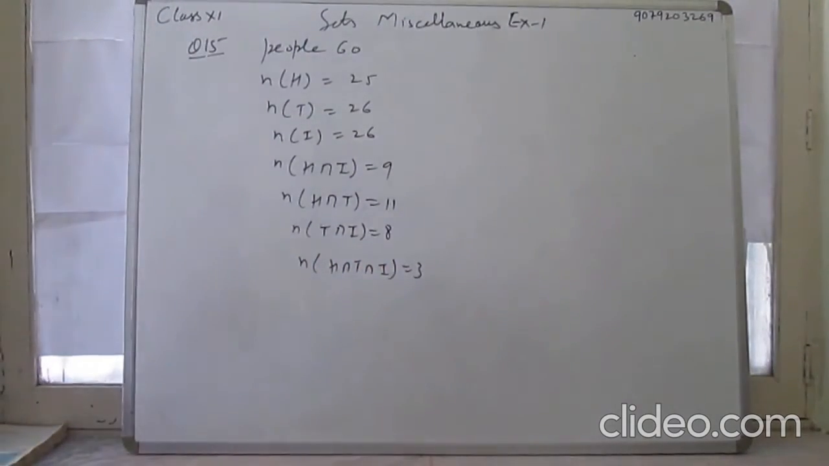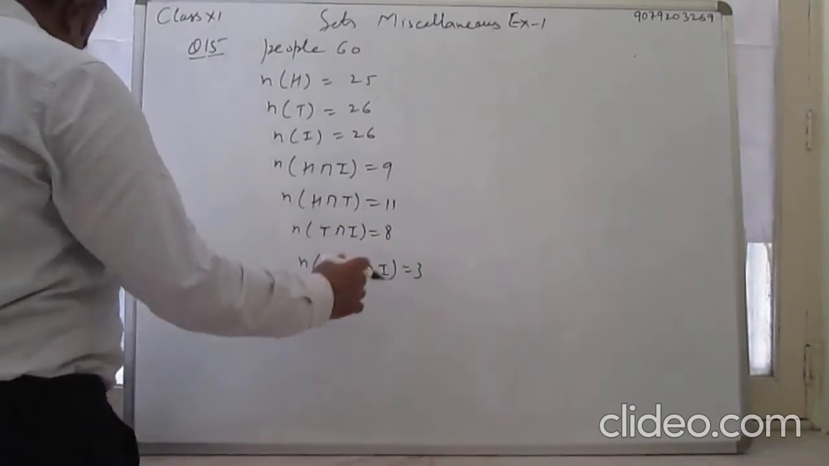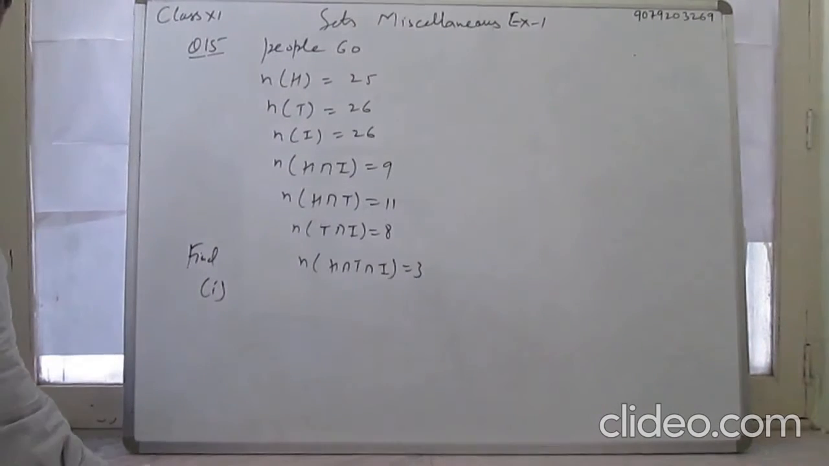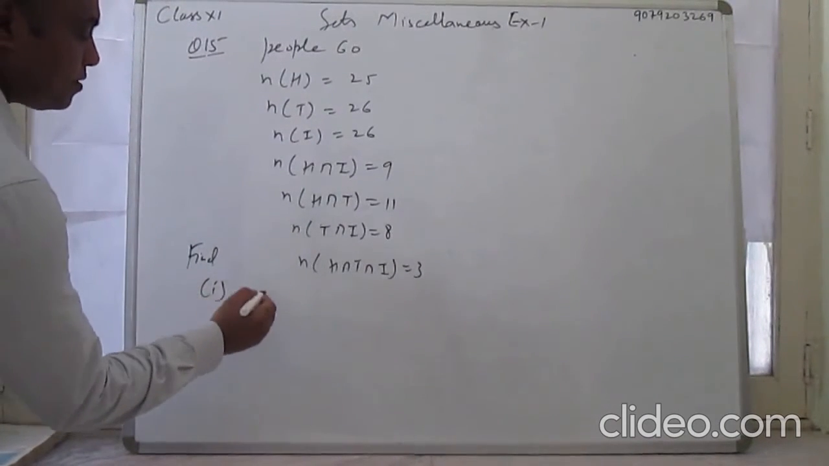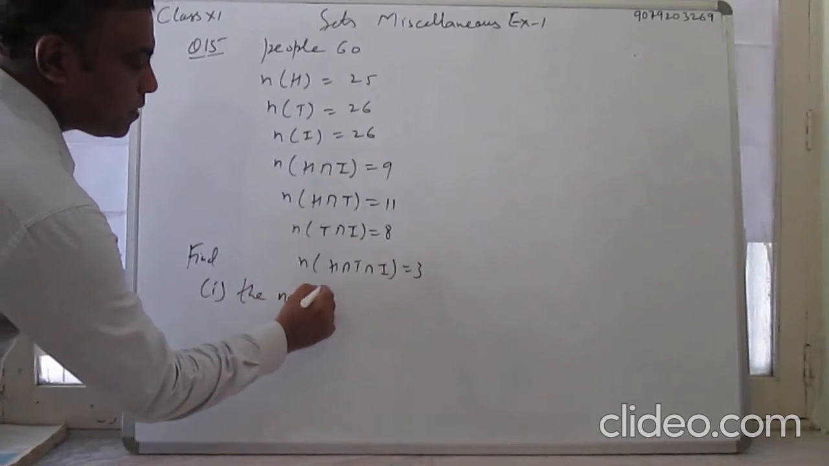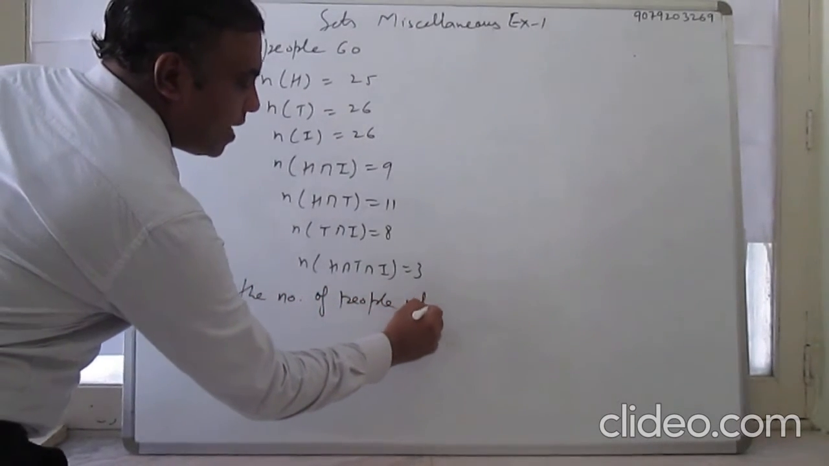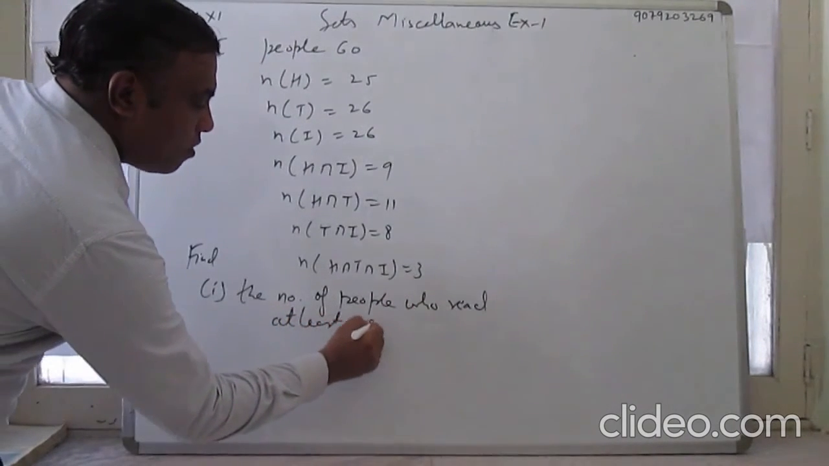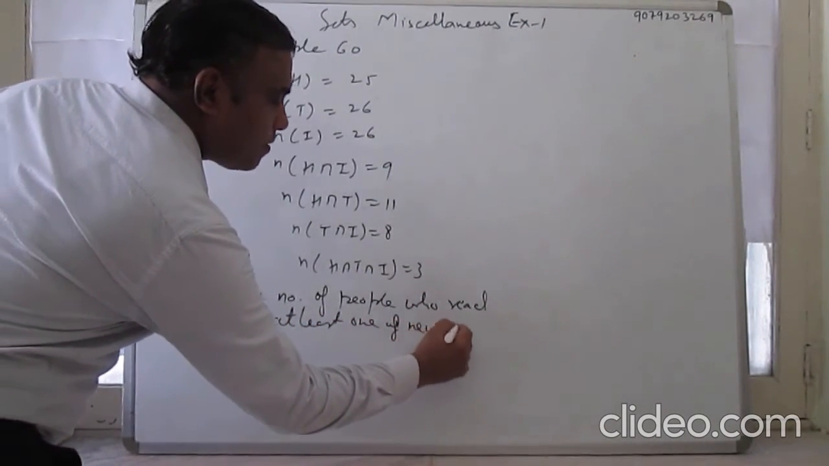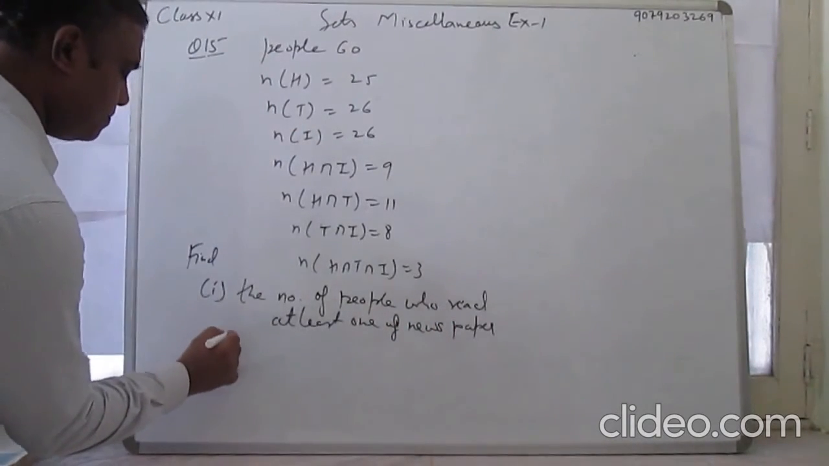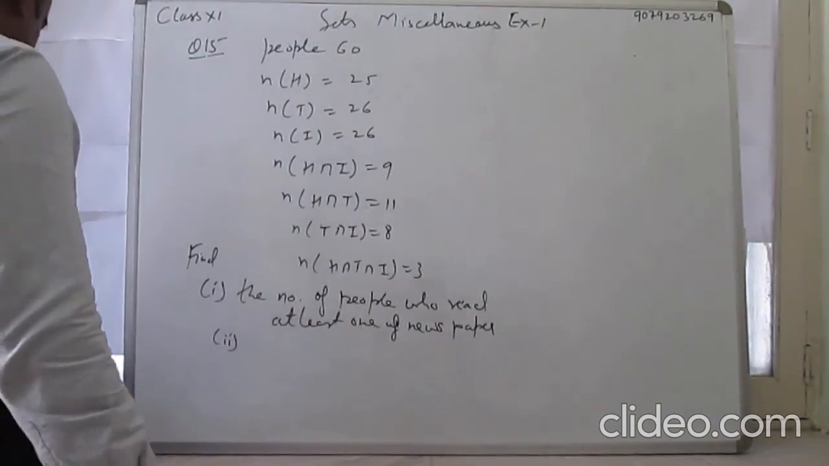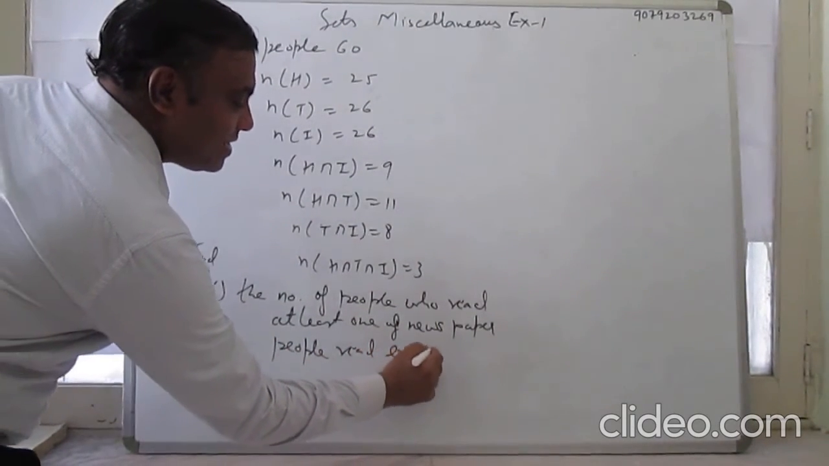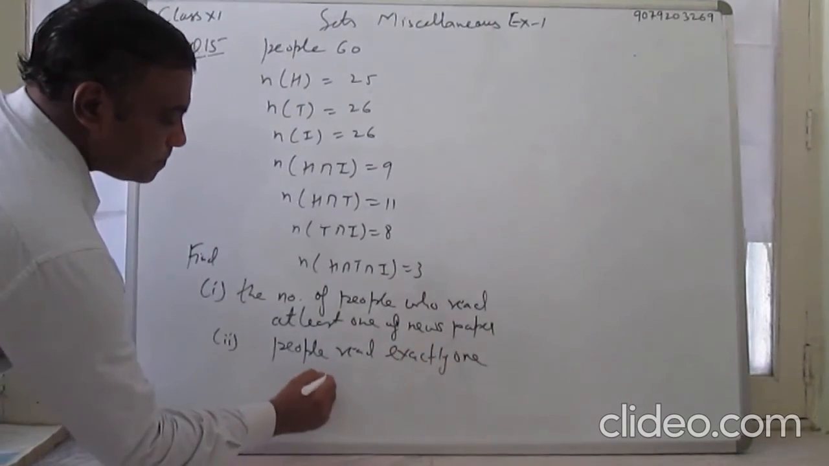Now this I will solve by Venn diagram. Find the number of people who read at least one of the newspapers. Second, the number of people who read exactly one newspaper, that is, who read only one.